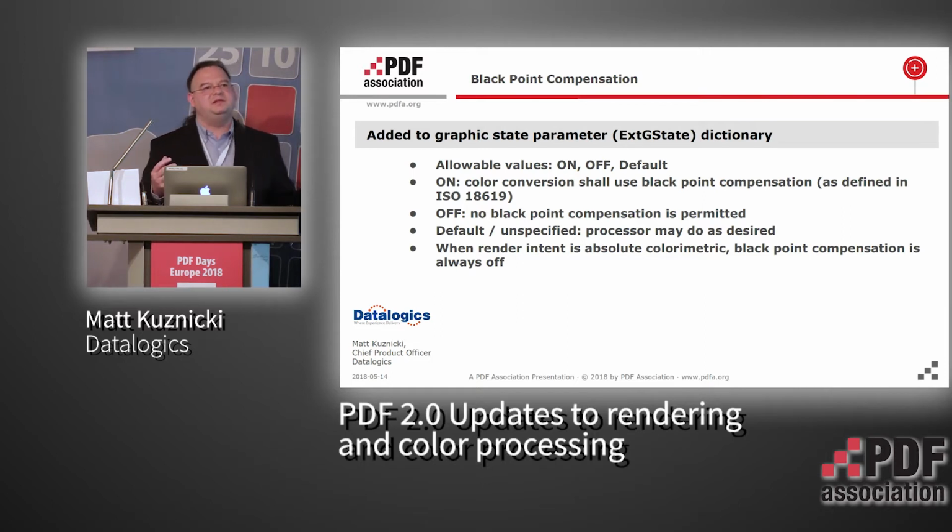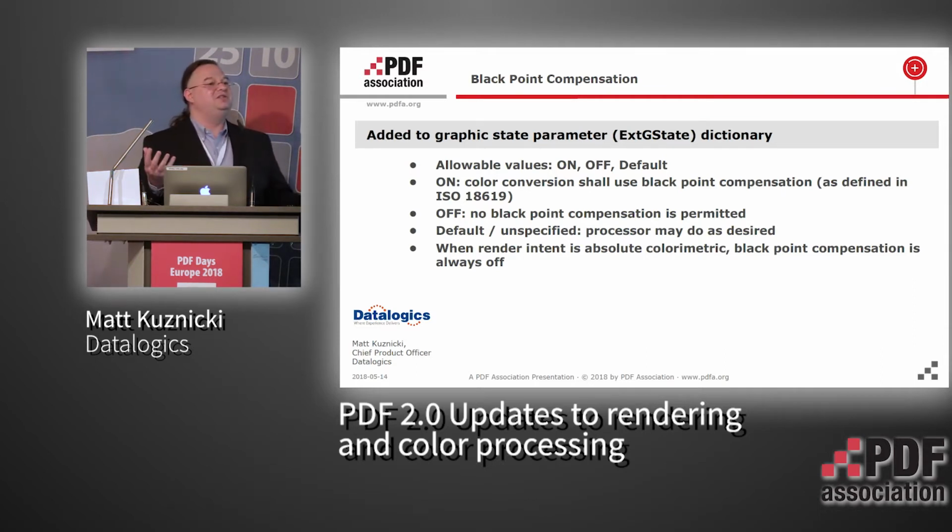So what this means is that different contents on a page can have different specifications for whether to apply black point compensation or not. So there are 3 allowable values in PDF 2.0 in an extended graphic state dictionary for black point compensation. These are, of course, on, off, and default, or what I'll call whatever.